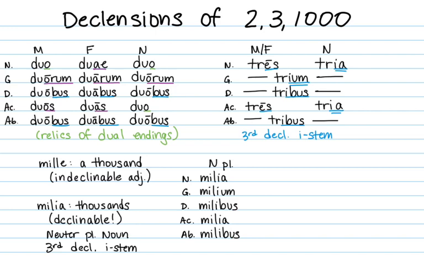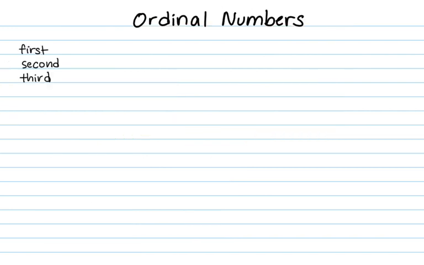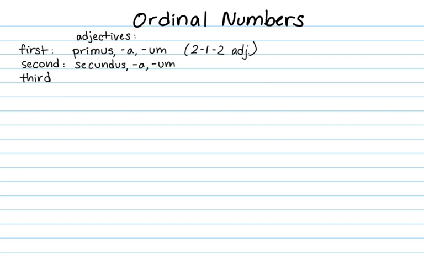So before we leave this particular video, let's go look at some ordinal numbers. How do you say first, second, and third? These, again, are adjectives. First is primus, prima, primum. It's a regular 2-1-2 adjective. And in fact, all of these are going to be 2-1-2 adjectives. Second is secundus, secunda, secundum. Third, tertius, tertia, tertium. If you've ever heard words like tertiary, this is where it comes from.